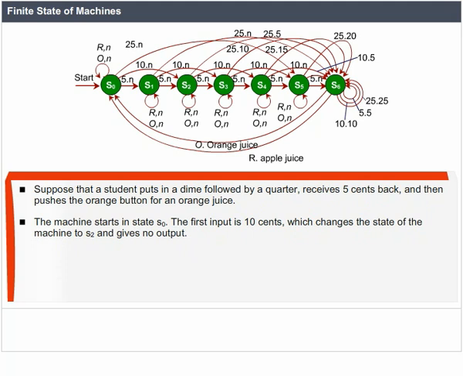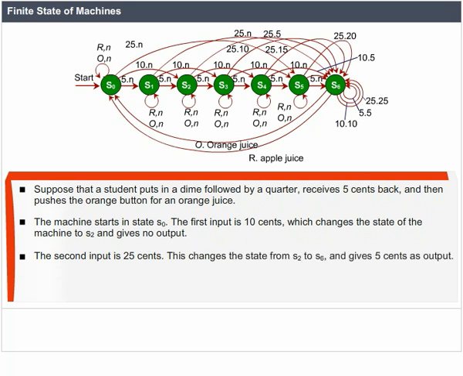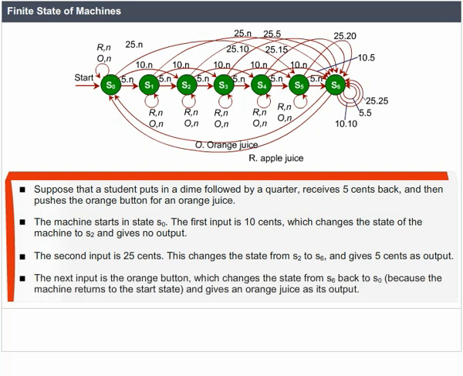The second input is 25 cents. This changes the state from S2 to S6 and gives 5 cents as output. The next input is the orange button, which changes the state from S6 back to S0 because the machine returns to the start state, and gives an orange juice as its output.